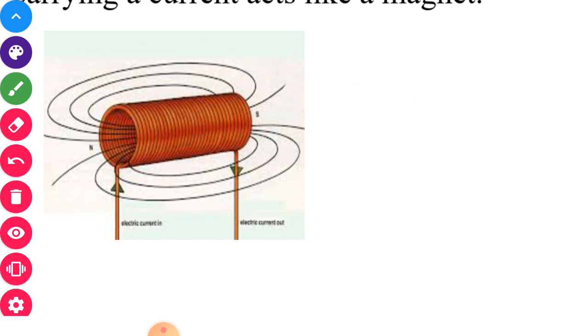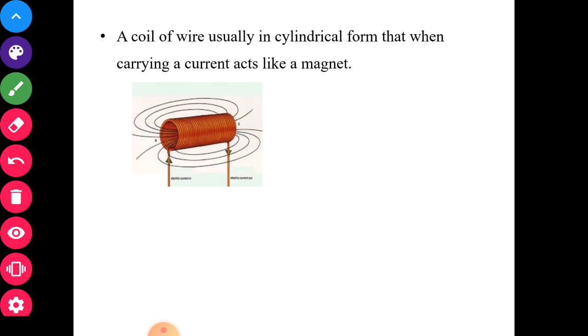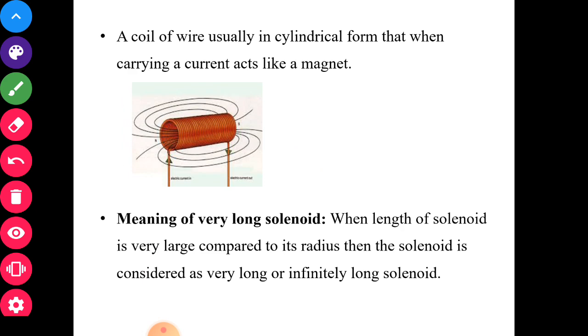Okay. So that is the meaning of solenoid: a coil of wire in a cylindrical form that, when carrying a current, will behave as a magnet. Now what is the meaning of very long solenoid? When the length of the solenoid is very large in comparison to the radius of the solenoid, then it is said to be an infinitely long solenoid or very long solenoid.